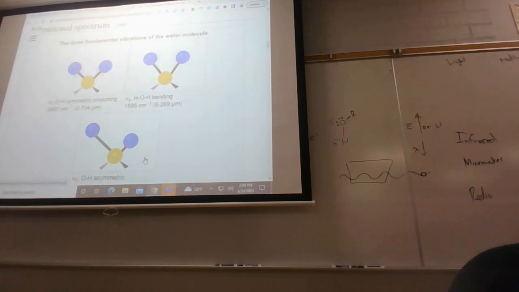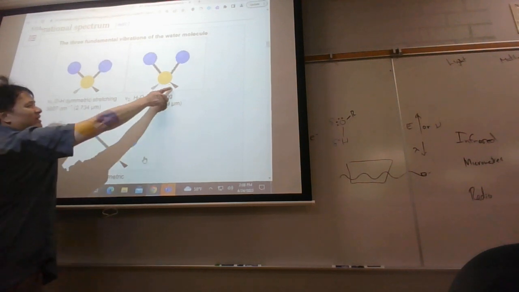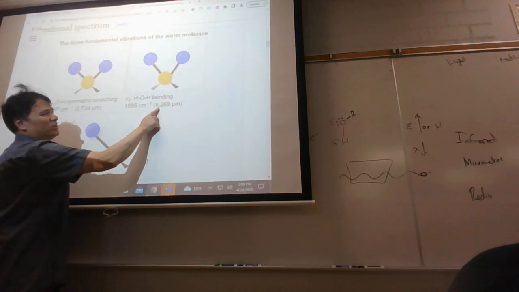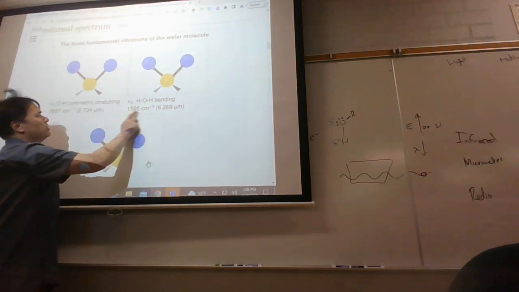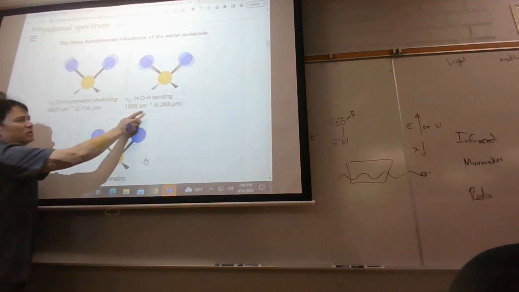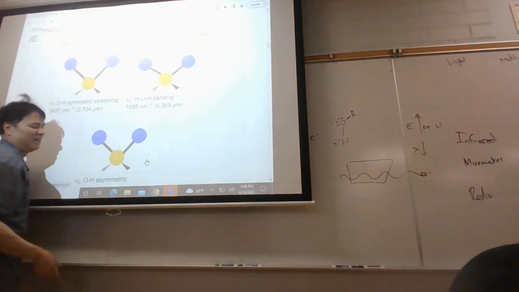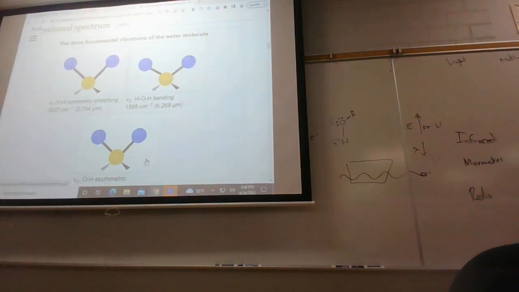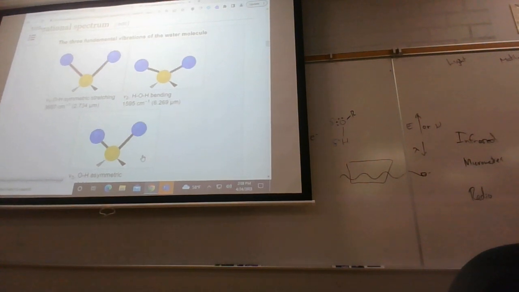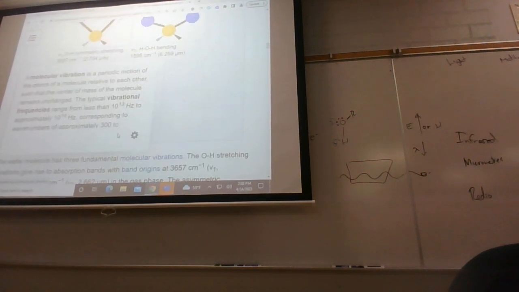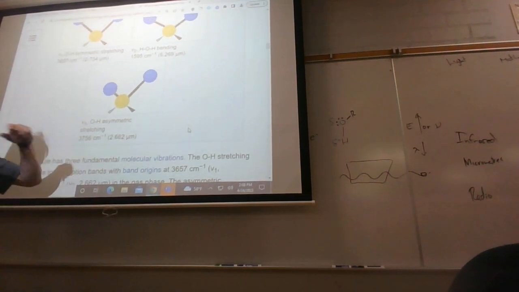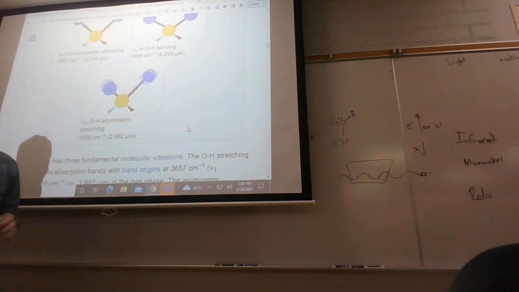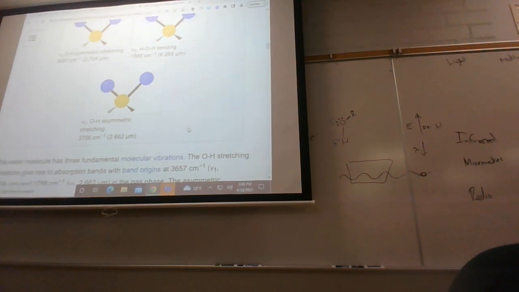Then we have the bending vibration. These are lone pairs here. The bending vibration, also a very specific wavelength here. Only this wavelength is absorbed. So we're going to absorb 2.734 microns, 6.269 microns, and the asymmetric stretch here is going to be at 2.662 microns. And so those are the only three infrared photons that are absorbed.